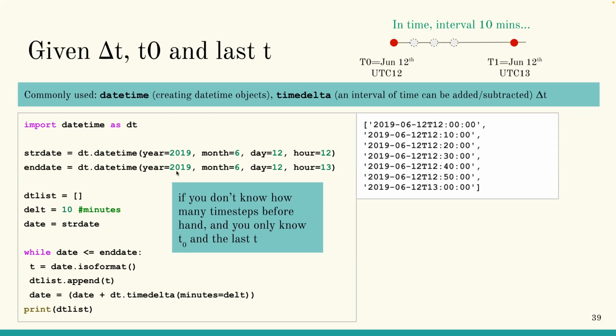Usually it's 0 minutes, so we don't need to tell the computer that. And we make an empty list first in here. This list is empty, and we know the delta T, right? It should be given. And we start a while loop here, with the first day being the start day, which is T0, year 2019, June 12, 12 hour in the afternoon. Okay.